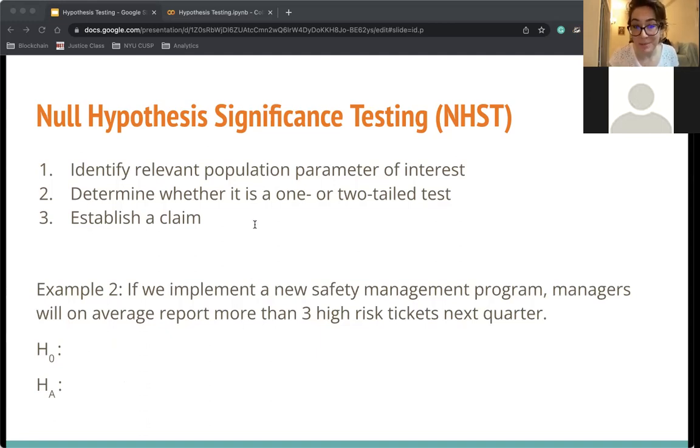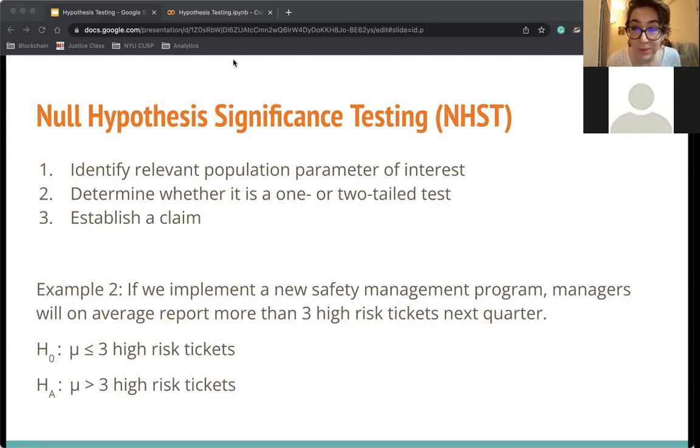So let's go through another example. Let's say you are at a construction site and want to be able to allocate different risk mitigation strategies, and you want to make sure that this new program introduces more risks being reported as a result of this new initiative. So the claim is that the mean report will be more than 3 high-risk projects reported as a result of this.